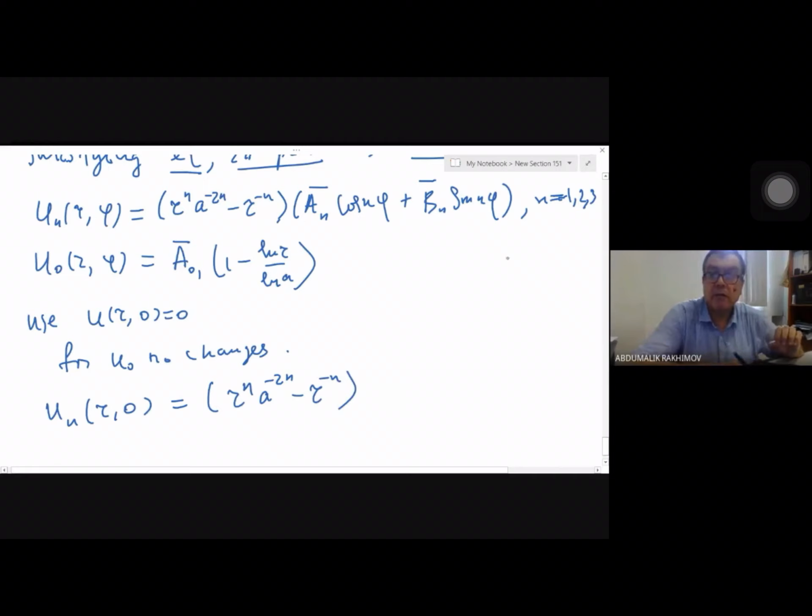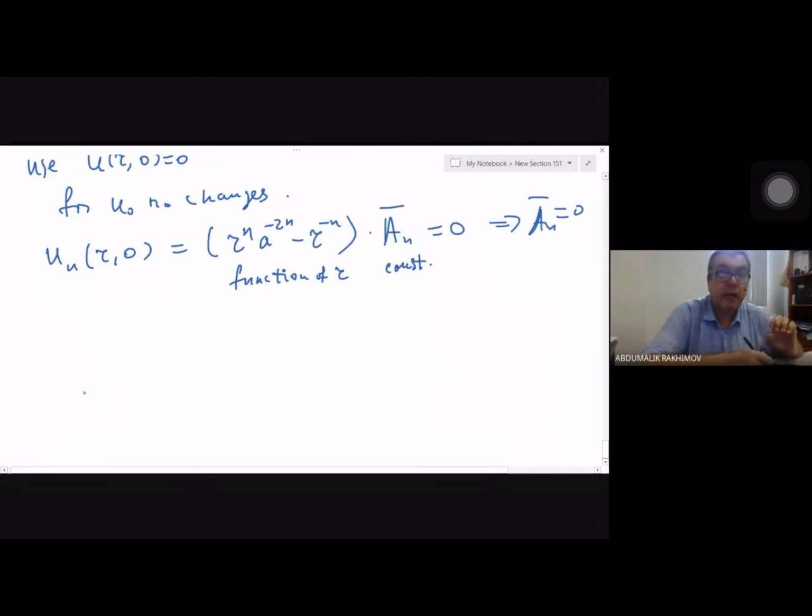times an bar, because sine is 0, cosine is 1, right? So remaining only an bar. So this should be equal 0. So when it will be 0, this is a function of r, right? This is a constant. So our conclusion is that an bar must be equal 0. Clear? An bar must be equal 0. Then I change only un.